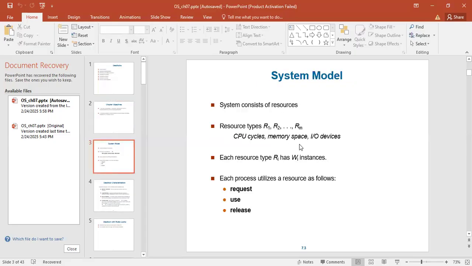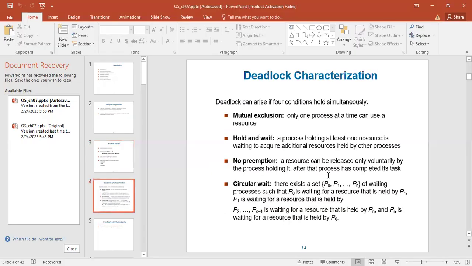A system consists of resources. Resource types are represented by R1, R2 to Rm. Resources may be CPU cycles, memory space, I/O devices, and so on. Each resource type Ri has Wi instances. Each process utilizes a resource as follows: first, request the resource, then use the resource, and then release the resource. This is the system model for any process to request a resource.